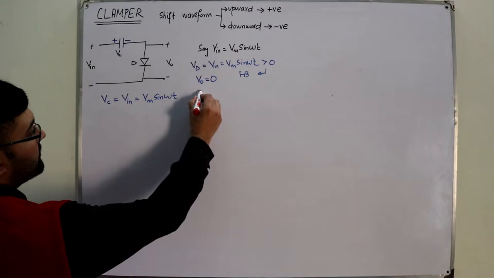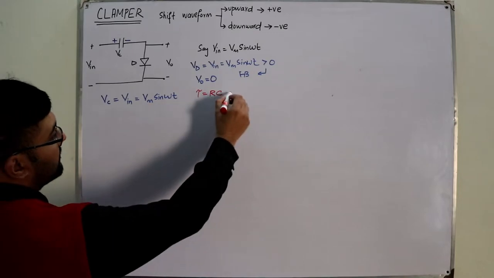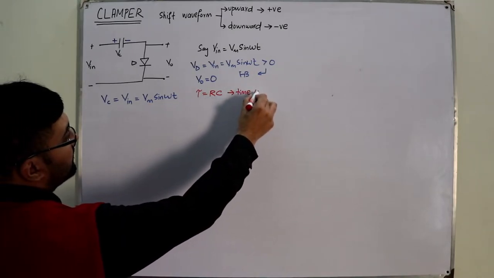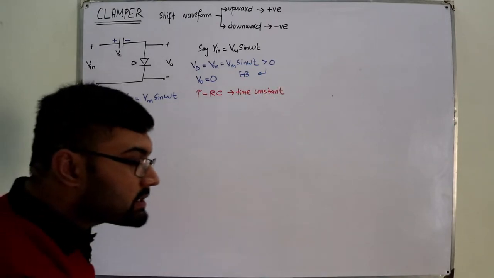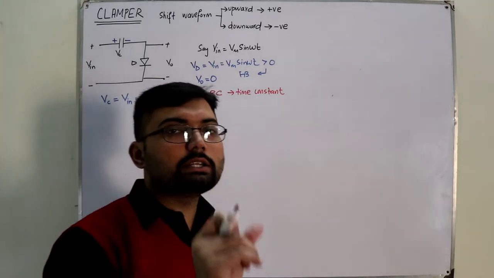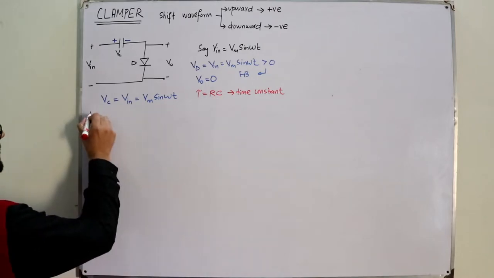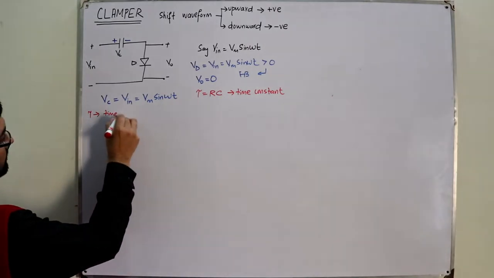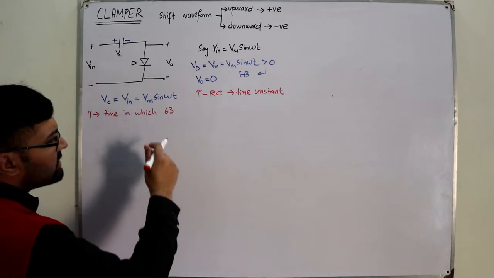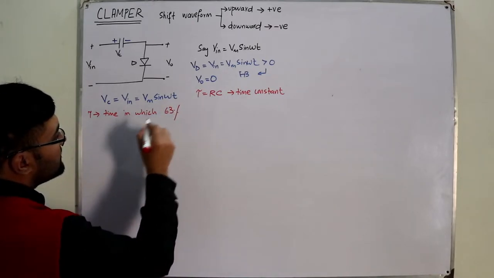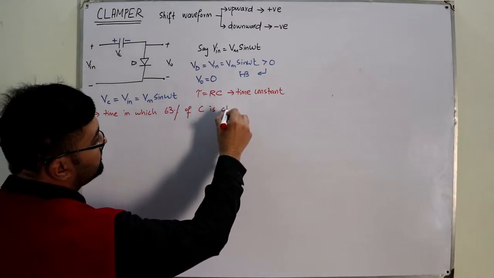Now one important point, the tau value that is equal to RC. This is known as the time constant of the capacitor. This is the time in which 63% of the capacitor is charged or discharged. So please write it down. Tau is the time in which 63.9, I believe, is the perfect figure, or 63.7, just let it be 63%, of the capacitor is fully charged or discharged.